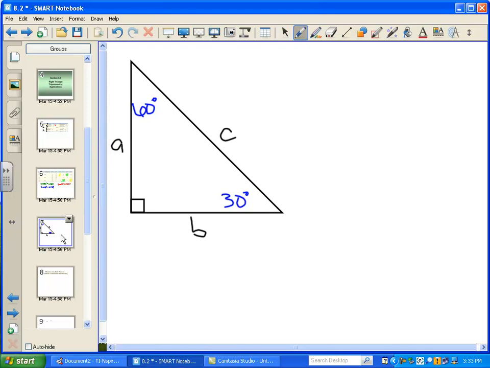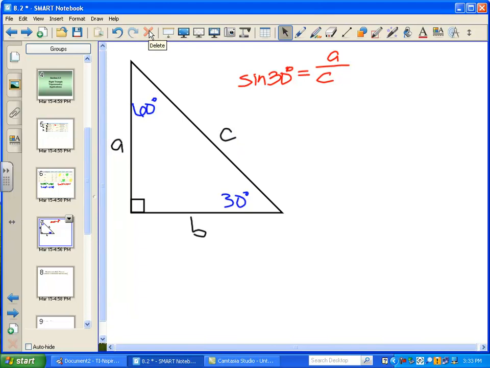And let's look at the sine of 30 degrees for a minute. Sine of 30 degrees is equal to opposite over hypotenuse. So in other words, the opposite of 30 is A. So that's opposite, and that's supposed to be a degree symbol. Opposite over hypotenuse, which is C. And then we know that that was equal, from the previous slide, to the cosine of 60.